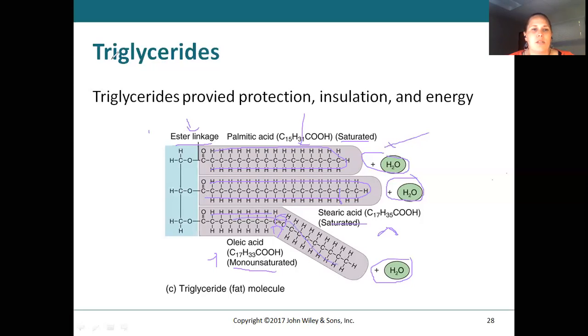But that's the composition of a triglyceride. It's got those three different legs hanging off of it. Each leg is attached via a dehydration synthesis, and those legs that are attached can essentially be comprised of saturated or unsaturated fats.